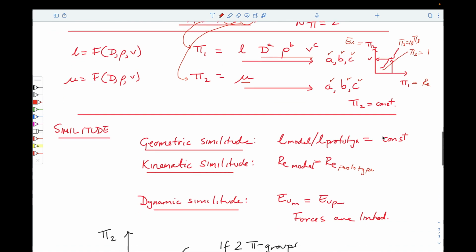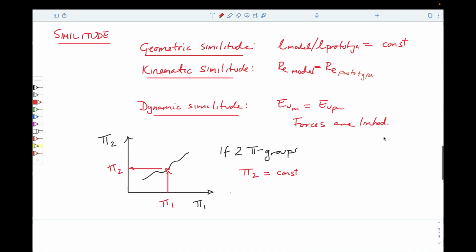And so the example we also went through in class was that we looked for three different conditions. We looked for geometric similitude, and that is the ratio of all lengths in the model to the prototype are constant. So the model is a scale model in every dimension of the prototype. We look at kinematic similitude, which means the Reynolds number in the model and the prototype are the same. And so the flow regime around the structure is going to be identical.